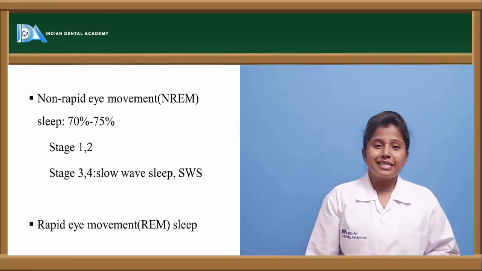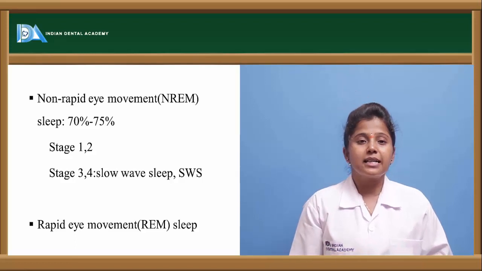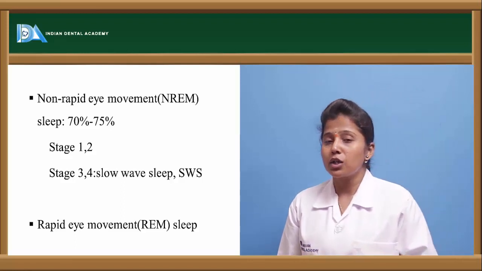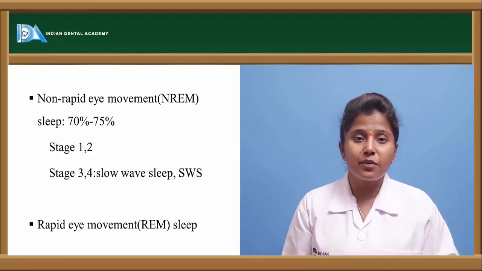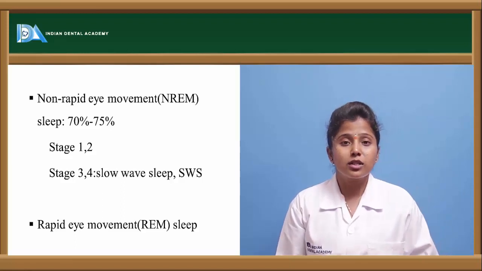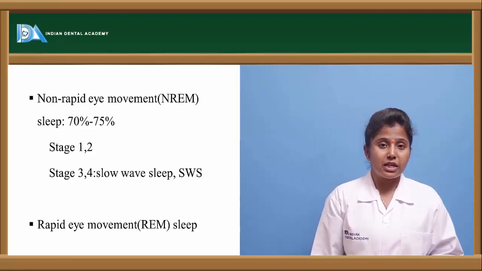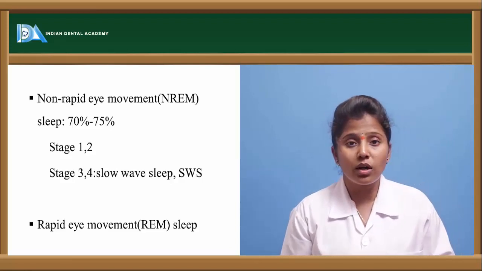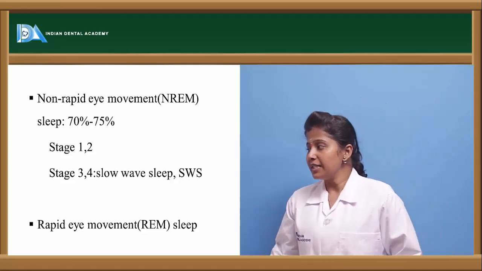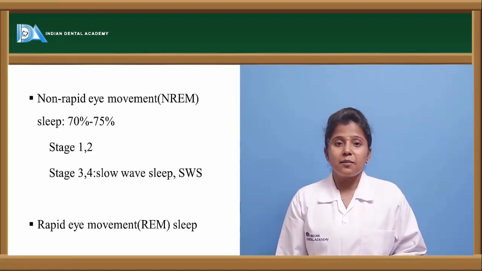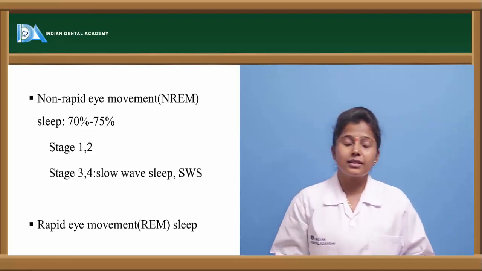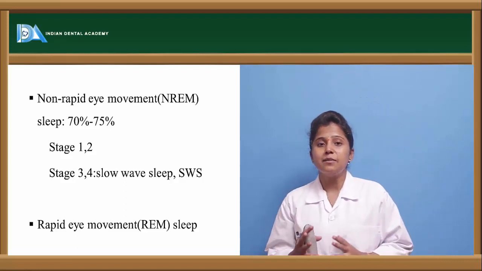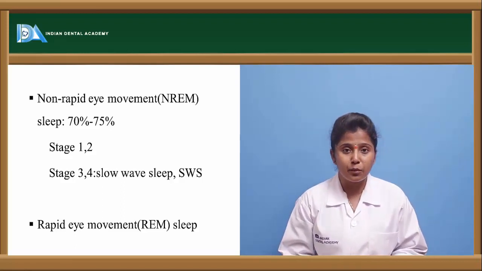In sleep, we have two types: rapid eye movement sleep and non-rapid eye movement sleep. Rapid eye movement sleep constitutes about 25 to 30% of sleep, whereas non-rapid eye movement constitutes 70 to 75%. In non-rapid eye movement sleep, there are 4 stages: stage 1, 2, 3 and 4. Stages 3 and 4 are slow wave sleep. Most of the sleep is categorized under non-rapid eye movement sleep.